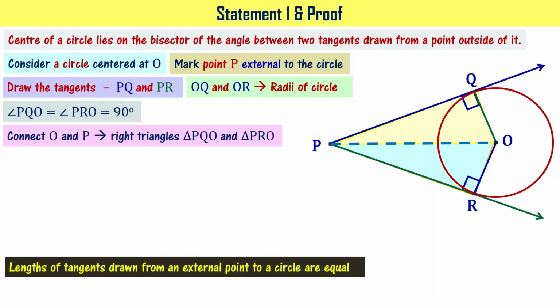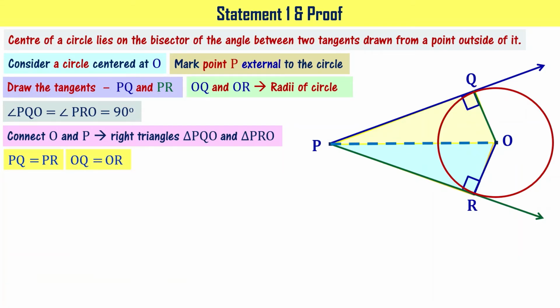And we know that lengths of tangents drawn from an external point to a circle are equal. It means PQ is one of the tangents and PR is another tangent, right? Their lengths are equal. It means PQ equal to PR. And here we know that OQ and OR are the radii of the circle. It means they are equal, right?